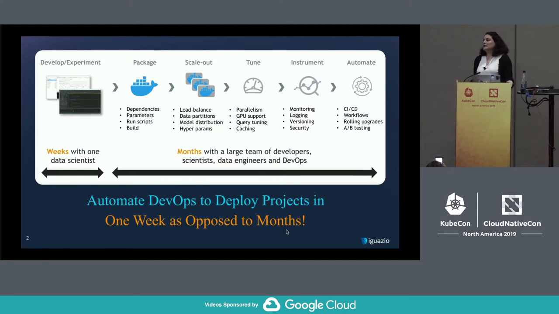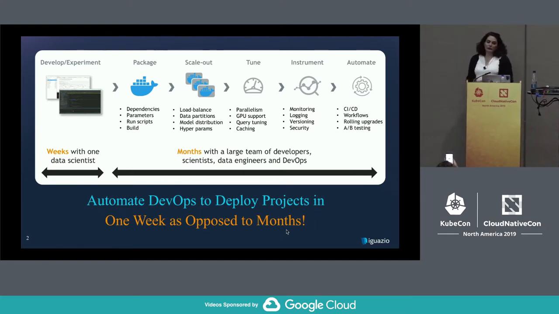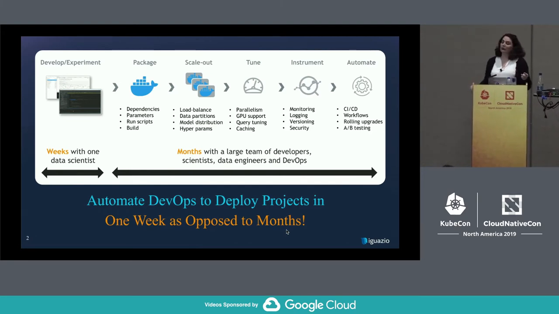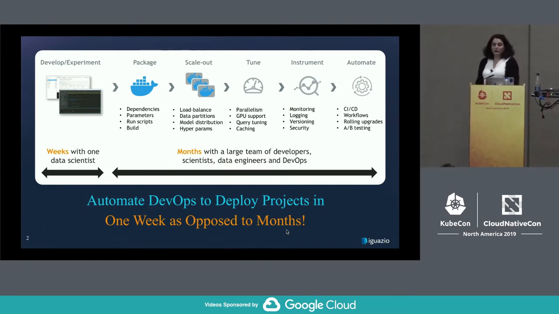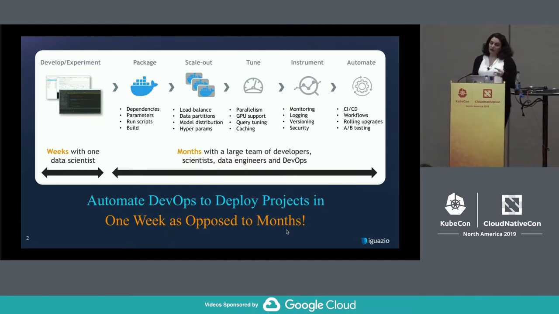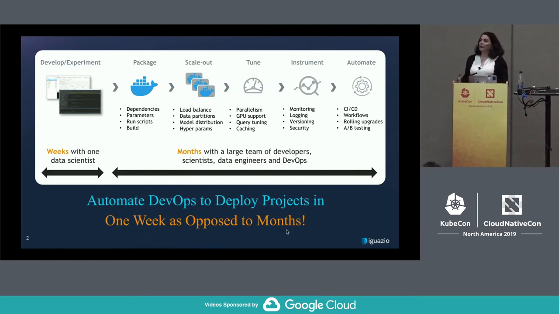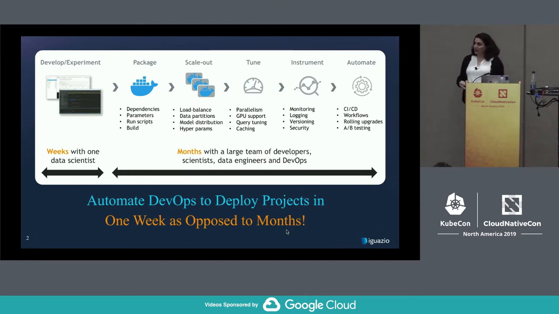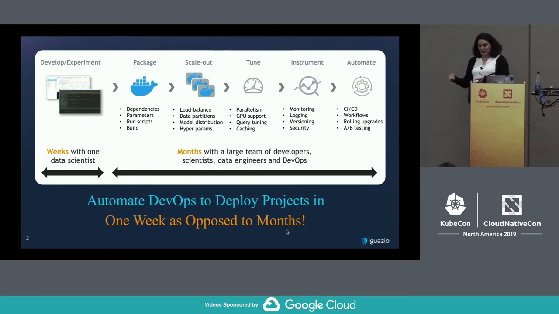So when I'm saying plumbing, what does it really mean? It can take weeks for a single data scientist to come up with a model, but it will take months of several people, including DevOps and data engineers and the data scientists, to really bring this model into life. Because they need a lot of packaging, dependencies, running scripts, building, scale out. There are different notions of scaling out depending on the framework that was chosen. There are different ways to partition the data depending on the framework that was chosen.